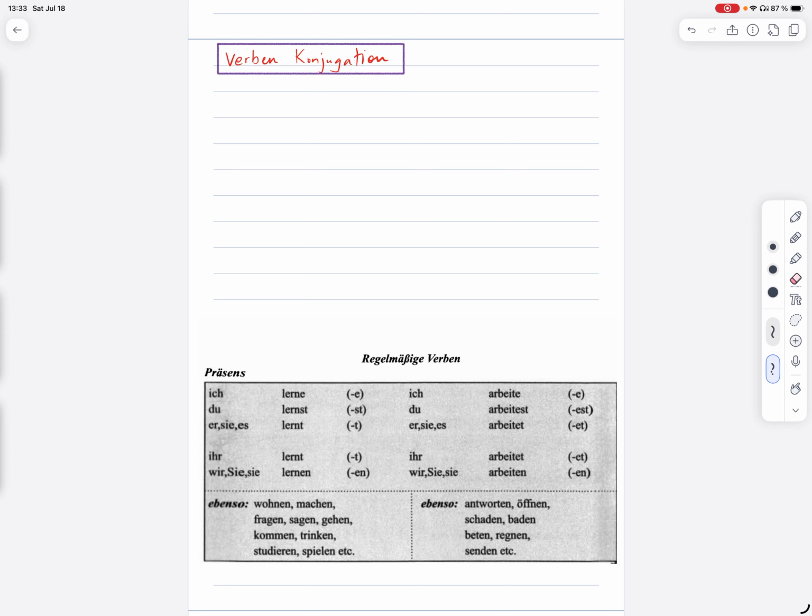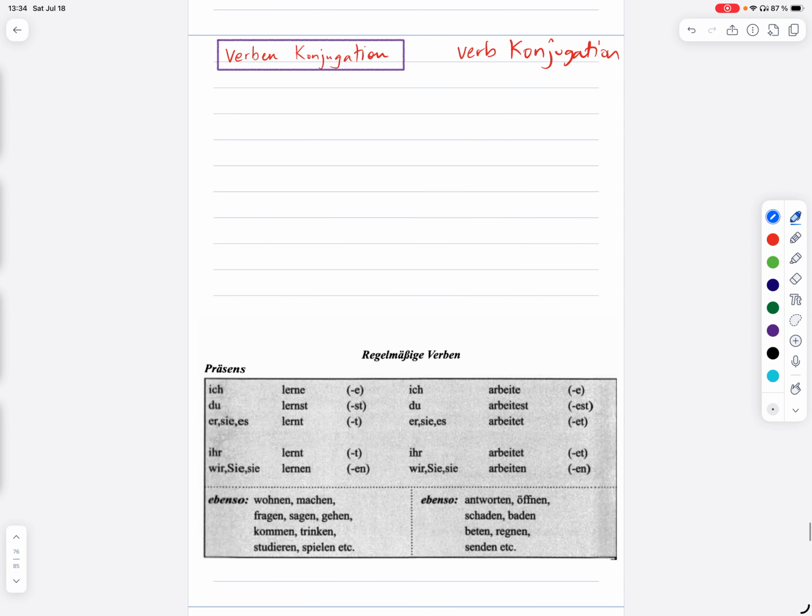Hello everyone. So today we will learn about the concept of verb conjugation, and we will see how you can conjugate verbs in German. So let's start with some English examples so you can relate when we start using German examples and see what the differences are and how things change for the verbs in German.